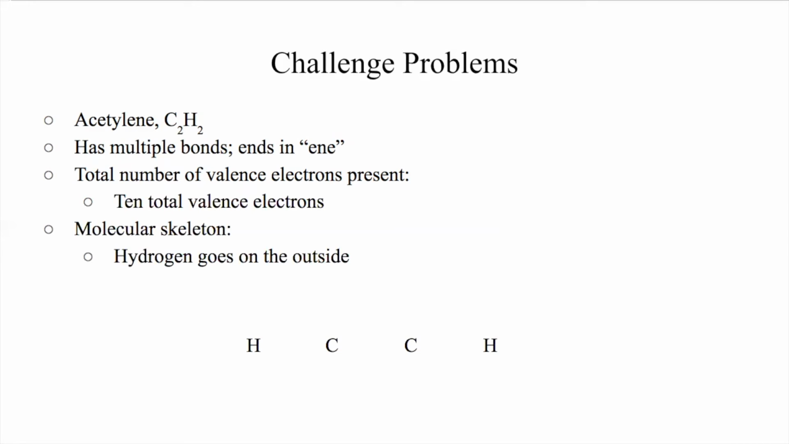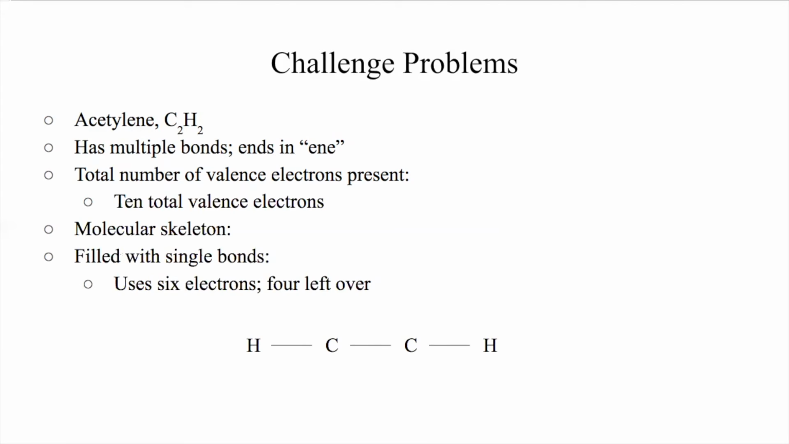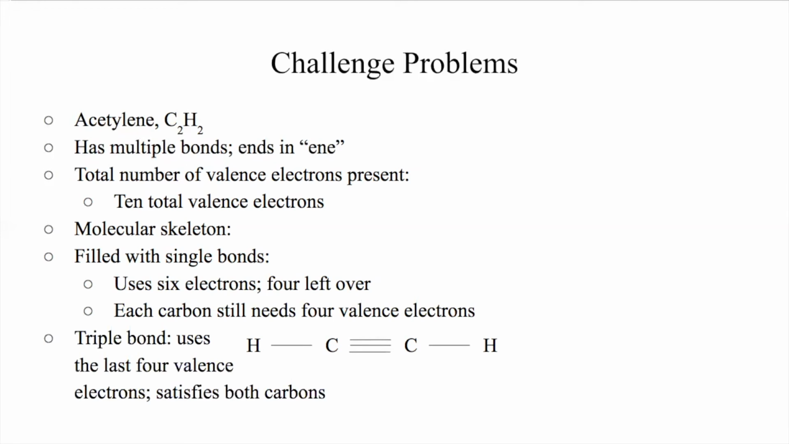When we fill in the molecule with single bonds, we use up 6 electrons, with only 4 electrons left over. This is an issue, because each carbon atom still needs 4 more electrons to have a full octet. Luckily, if we stick a triple bond in the middle of the 2 atoms, using up the last 4 electrons available to us, we can satisfy both of them at once.